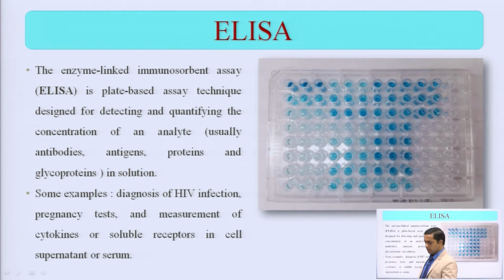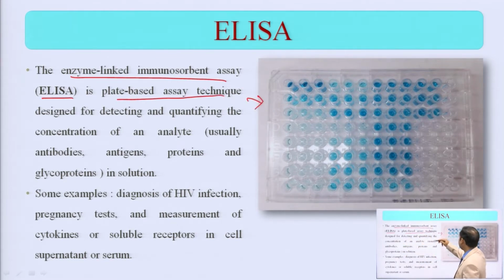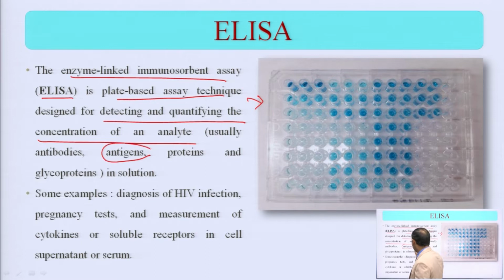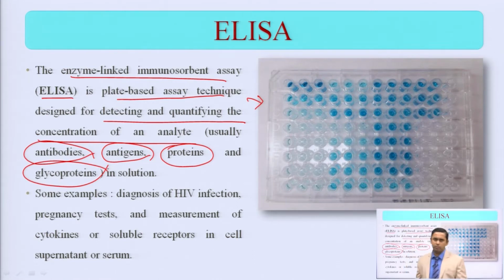What is ELISA? Its full form is enzyme linked immunosorbent assay. It is a plate based assay technique, a plate like this, designed for detecting and quantifying the concentration of an analyte. The analyte might be anything: an antigen, an antibody, a protein, or a glycoprotein. Any of these 4 things might be present.